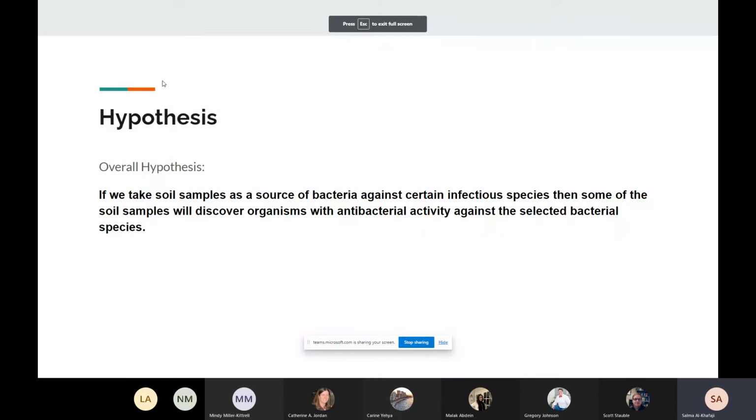So our overall hypothesis was if we take soil samples as a source of bacteria against certain infectious species, then some of the soil samples will discover organisms with antibacterial activity against the selected species. Each one of us took soil samples from any given location that we wanted, and we wanted to see if there were any microorganisms within that soil sample that would produce antibacterial properties to fight off the tester strains.